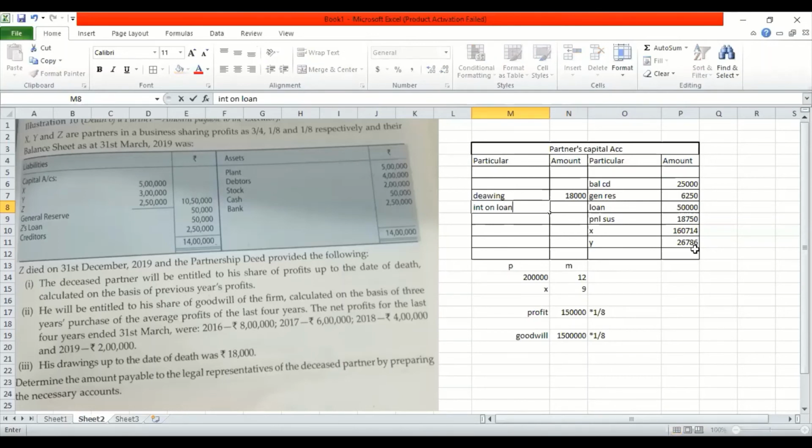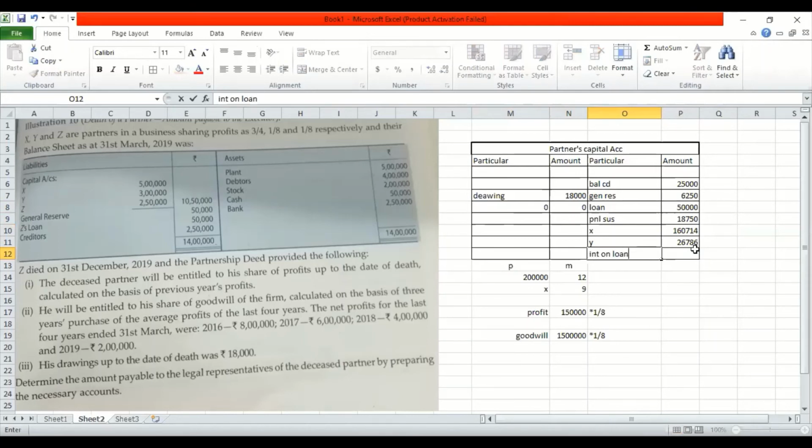These are the small aspects which students forget and which can always create a problem. Interest on loan is something which has to be given to the partner, so you will be putting it on the credit side.